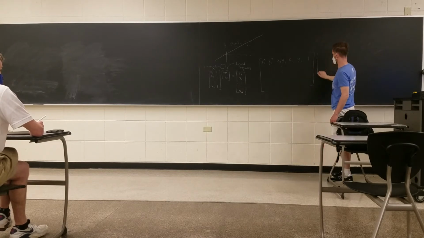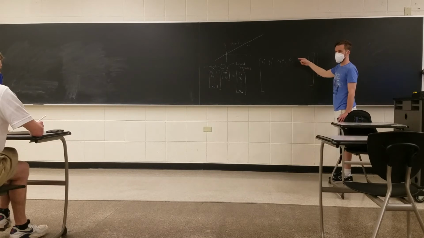Okay, and then the coefficients of your two variable quadratic would be something like a, b, c, d, e, f.